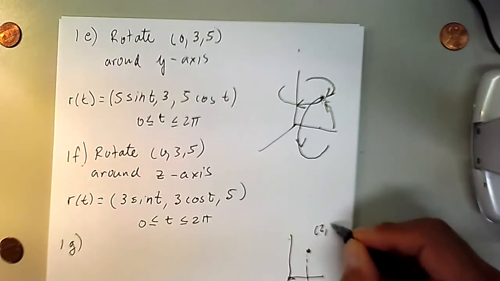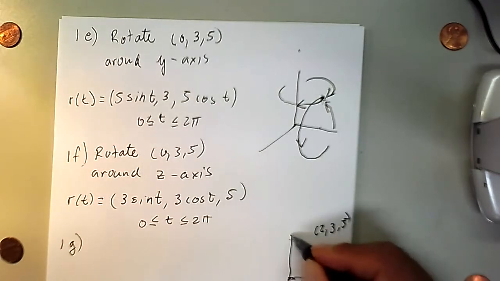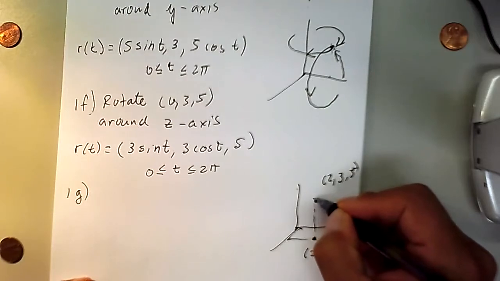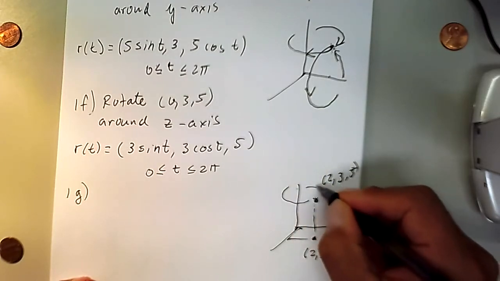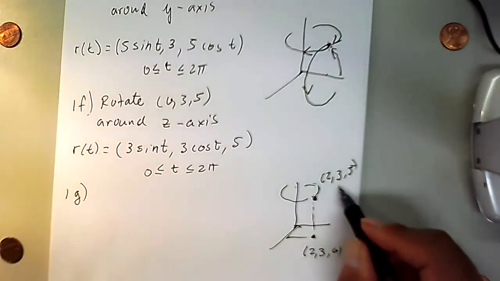So how about 2, 3, 5? Yeah. And we want to rotate it around. This is going to look a little better, I think. And we want to rotate it around the z-axis, just to pick one. You can pick anything. This one is more difficult.